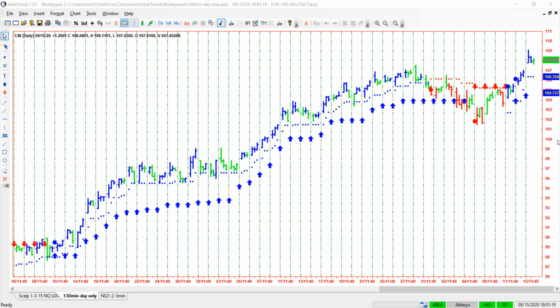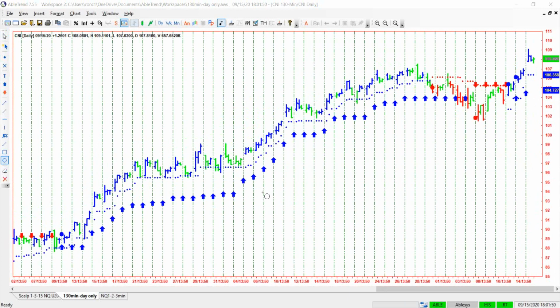I always do the first half of the webinar with a stock chart, and then we'll do the second half on an E-mini futures chart. So up here right now, I've got CNI. The reason I picked this is a 130-minute daily, great for swing trading. And we just had a new buy signal come in yesterday, and it looks like it's already up today, $1.20 something. So this is what we're looking for.